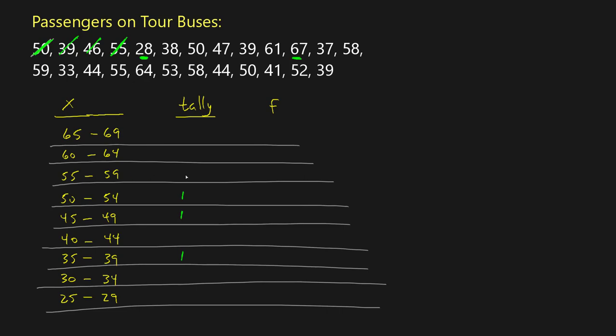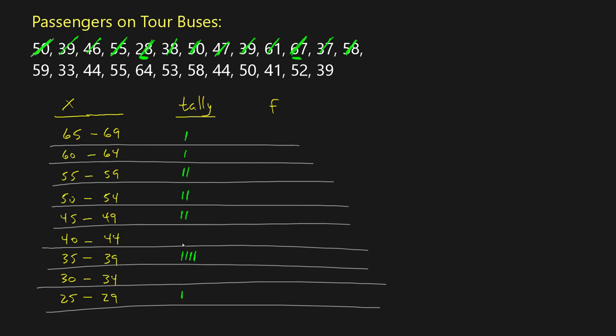So 55, that happens right here. 28, there it is. 38, 38 goes here. 50 is here. 47, it's there. 39, 61, 67, there we go. 37 is here. 58. So already we're starting to get a picture here.